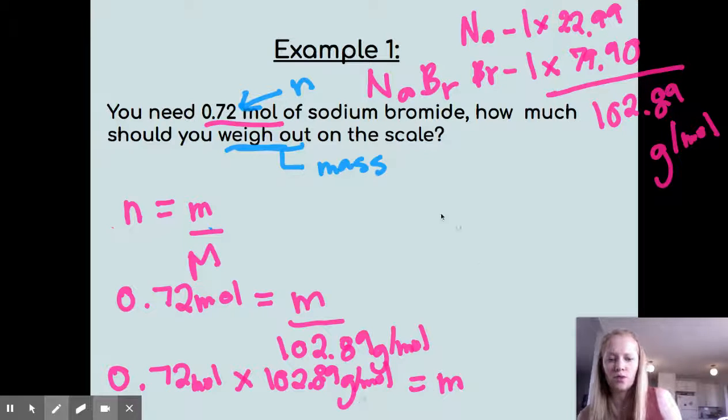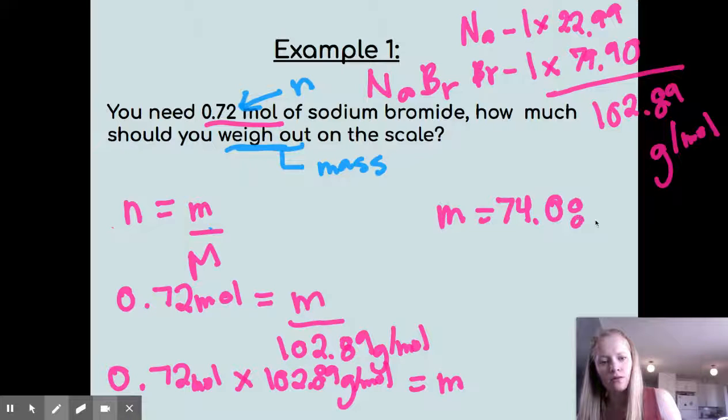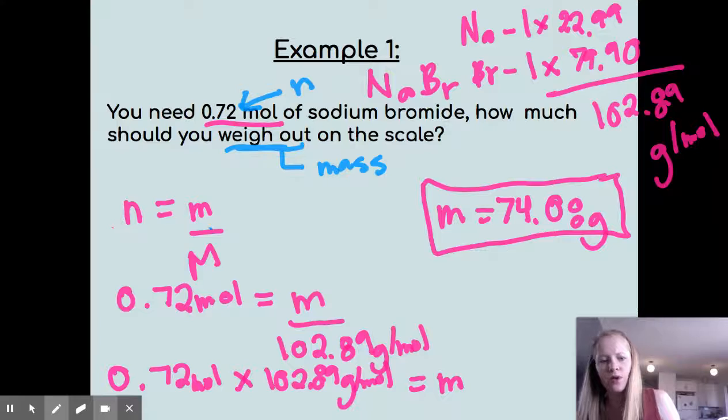Let me put it up here. M is equal to 74.08 grams. Now, good habit as well is to always circle your answer. It's easy to find, and that way you know for sure that you are done, especially once you go back to your question and say, how much should it weigh out on the scale? Weigh means grams. Now we're good to go.